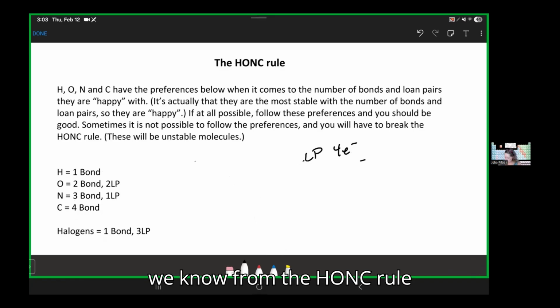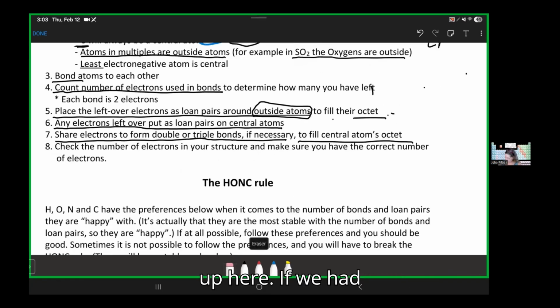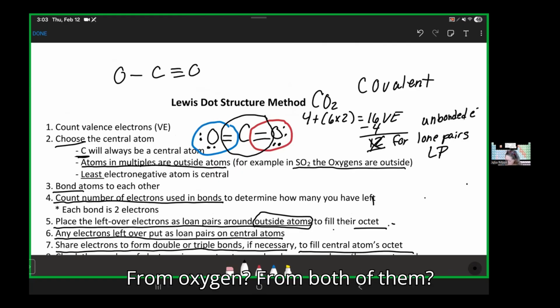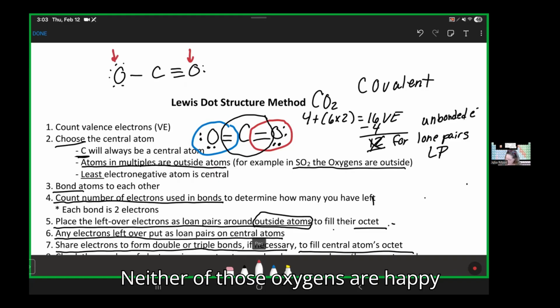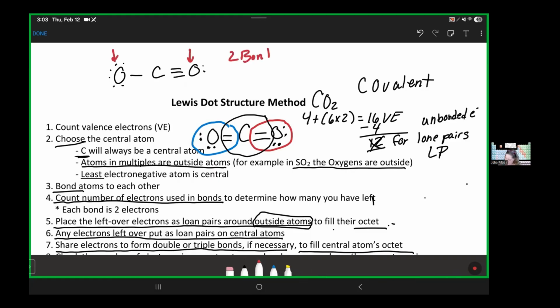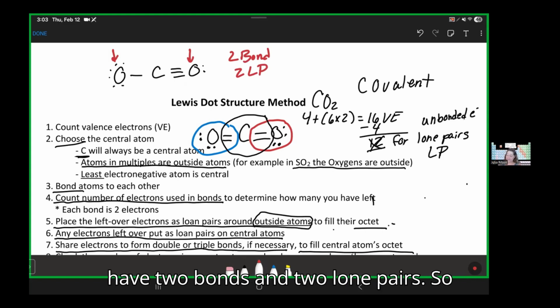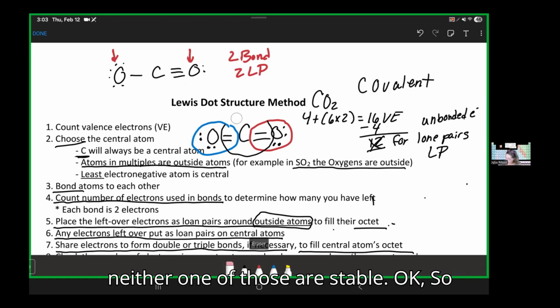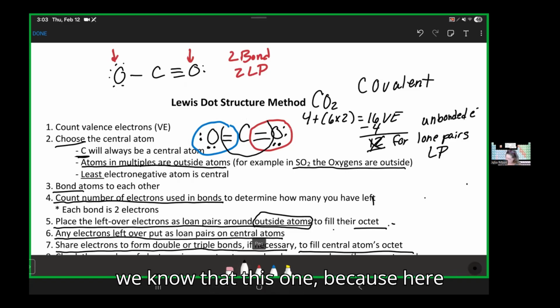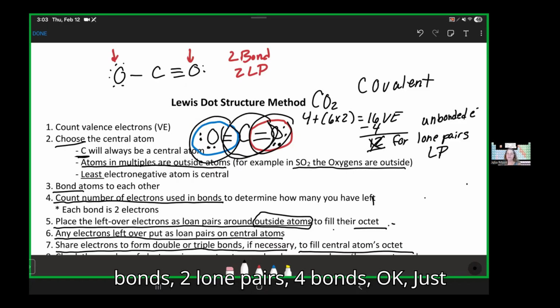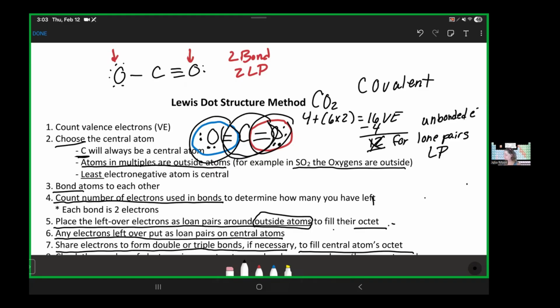So we know from the honk rule up here, if we had shared both lone pairs from the same oxygen, neither of those oxygens are happy. Oxygen wants 2 bonds and 2 lone pairs. Neither one of them has 2 bonds and 2 lone pairs, so neither one of those is stable. So we know that this one is correct, because here oxygen has 2 bonds, 2 lone pairs, 2 bonds, 2 lone pairs, 4 bonds. Just like they like it.